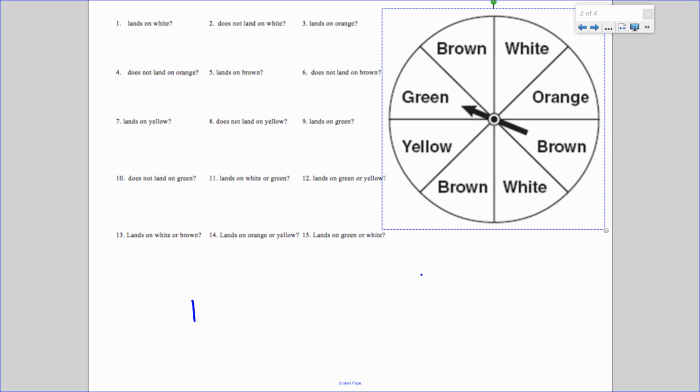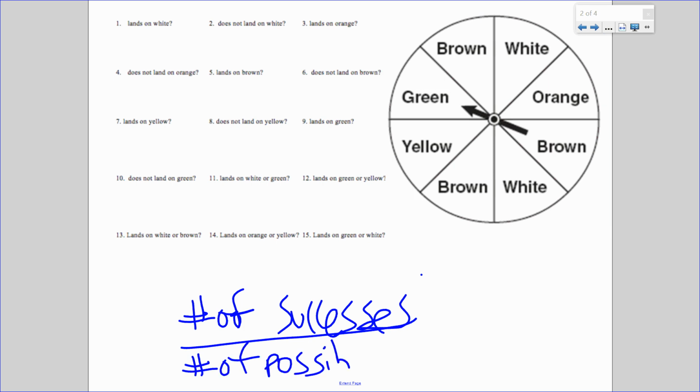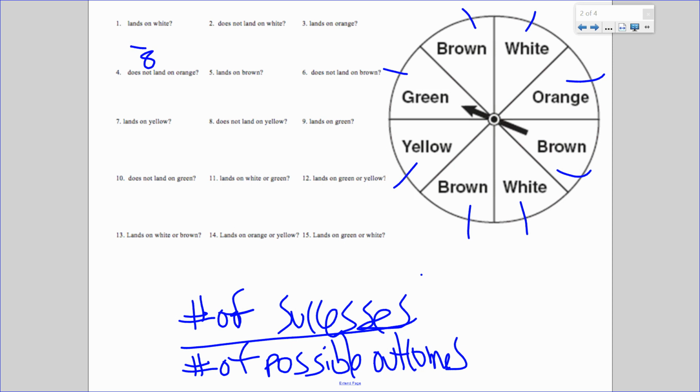So for all of these, it's going to be the number of successes over the number of possible outcomes. So how many possible outcomes are there? Well, there's 1, 2, 3, 4, 5, 6, 7, 8 possible sectors, which means that all of these are going to have a denominator of 8.